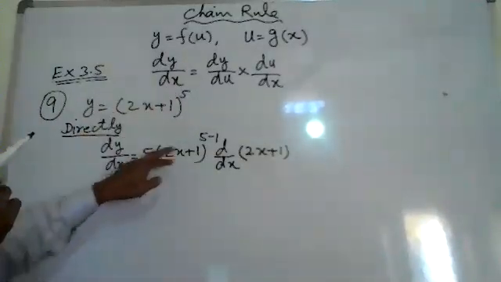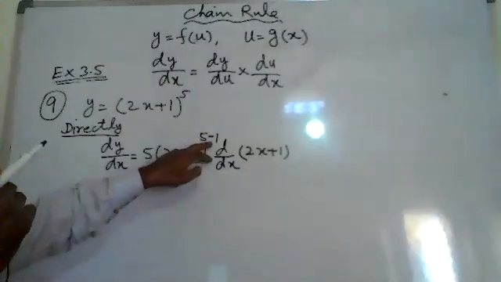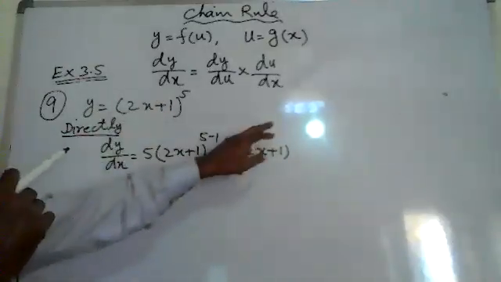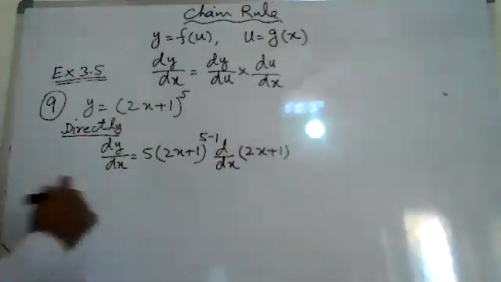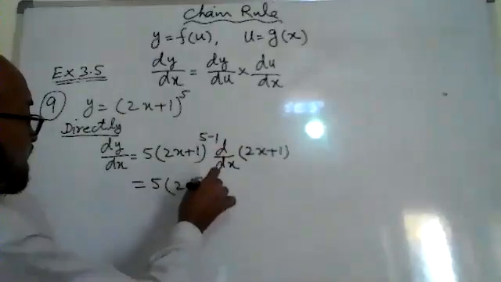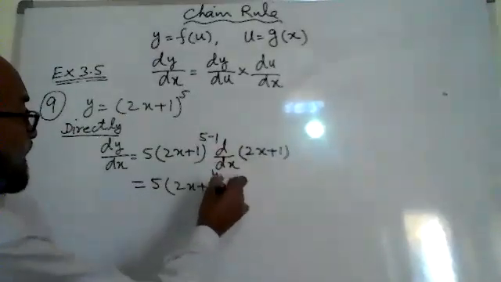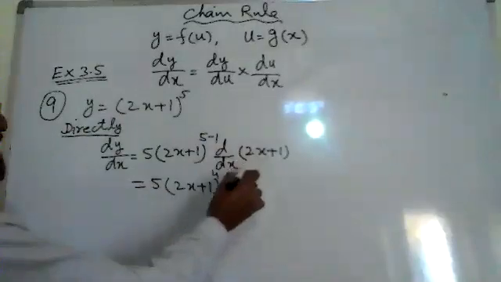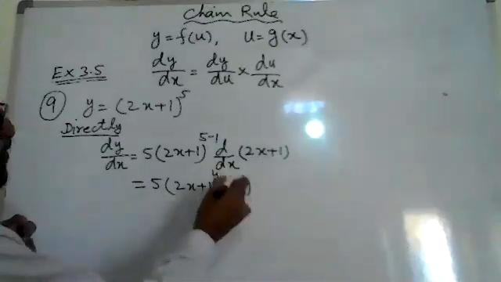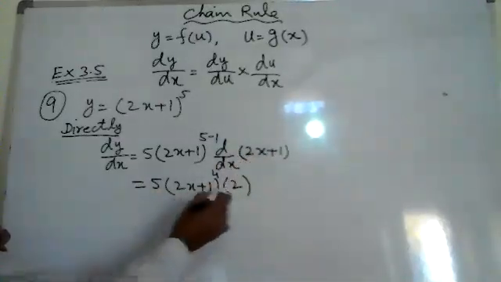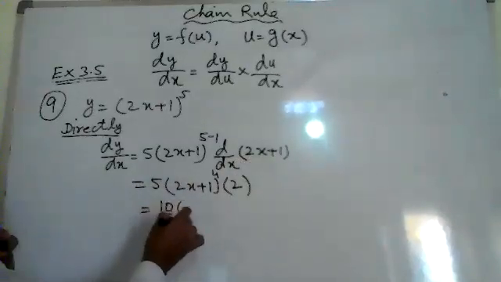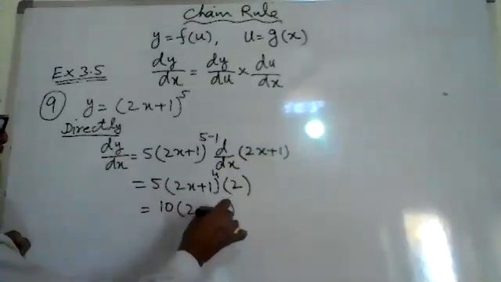So 5 into (2x plus 1) raised to power 5 minus 1 into the derivative of what is inside the bracket, without power. So the answer will be equal to 5 (2x plus 1) raised to power 4 into the derivative of this one, 2x. The derivative of 2x will be 2 and the derivative of 1 will be 0. So 2 plus 0 will be 2. So it will be multiplied over there. 5 into 2 will be 10. (2x plus 1) raised to power 4.